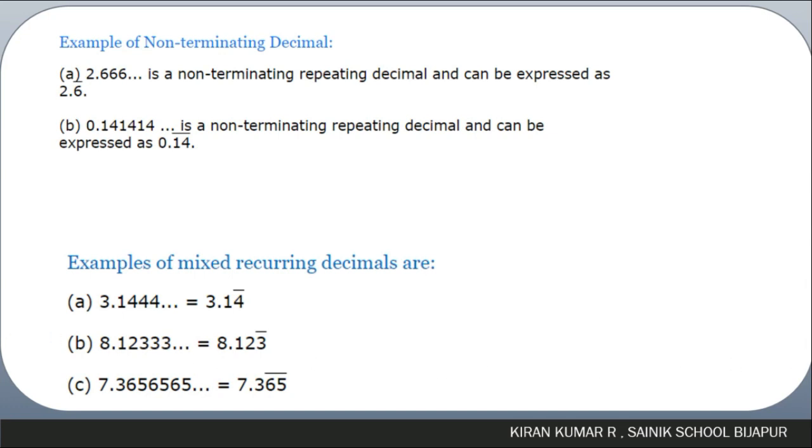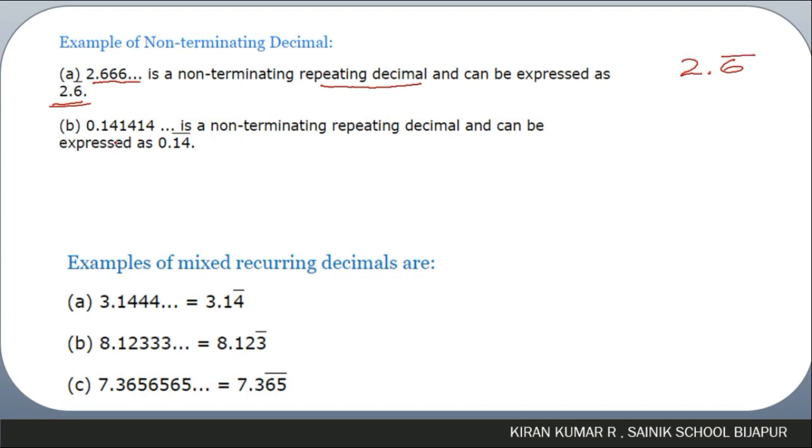Example for a non-terminating decimal. First one, 2.6666 and so on is a non-terminating repeating decimal. It can be expressed as 2.6 bar.